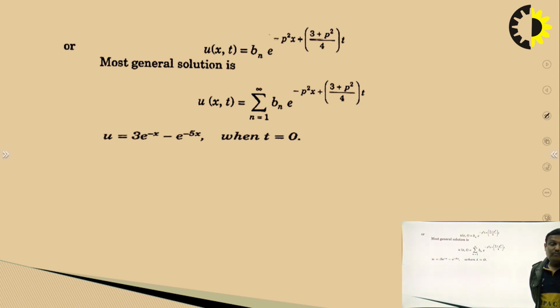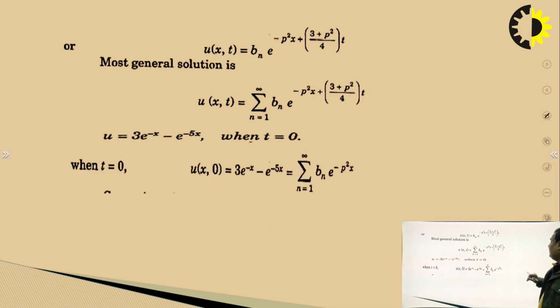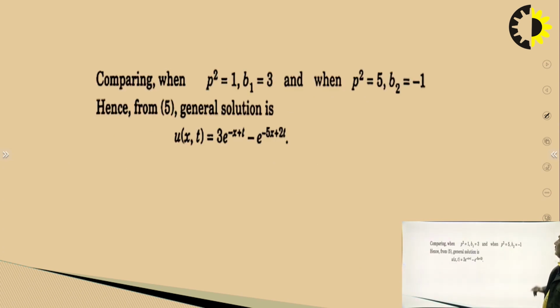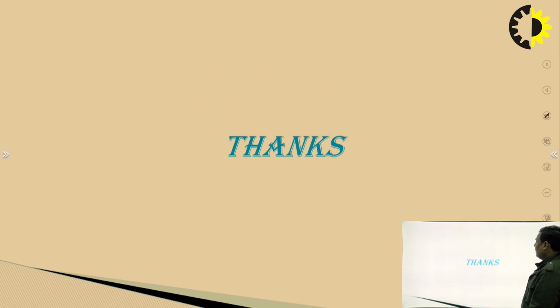So from the left hand side we see that there are only two terms, which means we take only two terms on the right hand side, b1 and b2. Comparing both sides: b1 equals 3, p² equals 1; b2 equals minus 1, p² equals 5. The most general solution is u of x, t equals 3e^(−x+t) minus e^(−5x+2t), which is our final solution of this equation. Okay, that's the end of this topic. Thanks.